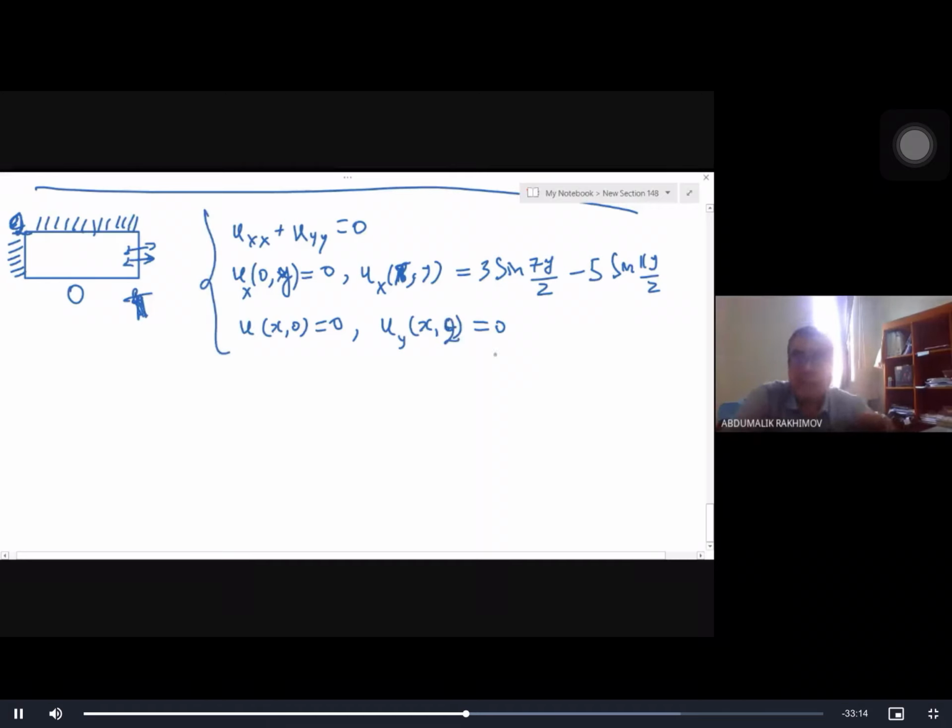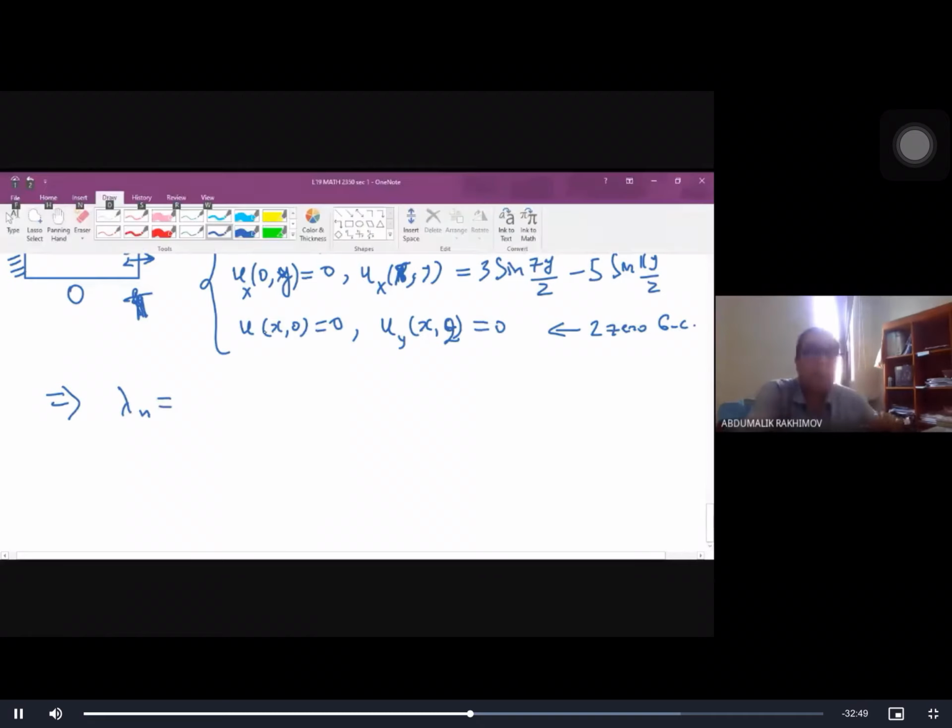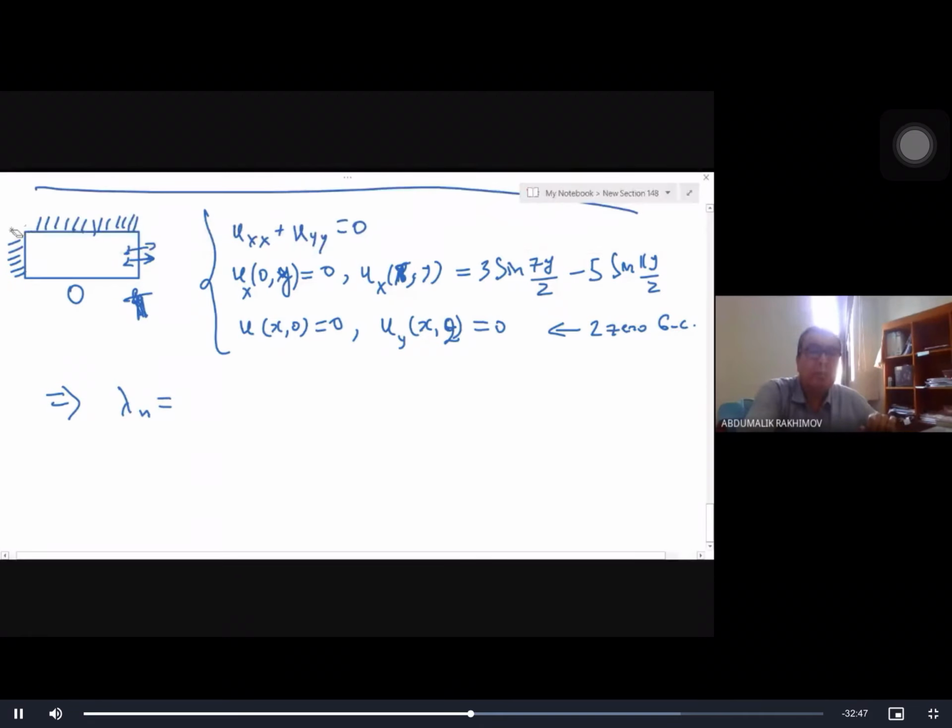Now I see here 2 zero boundary conditions. They are with respect to y, not x. So what do we find from this? We find lambda n equal, what will be lambda n? Oh, no, not like this. Let me say this is pi, and this is maybe some different number.